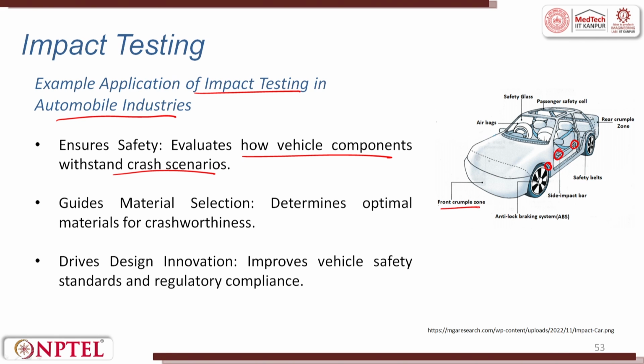That is the front crumple zone, the ABS system, the side impact bar, the safety belts, rear crumple zone, passenger safety cell, safety glass, airbags, all of them bear impact in the case of accidents, in the case of sudden braking or so. So, it guides material selection, determines optimal materials for crashworthiness, drives design innovation, and helps to improve vehicle safety standards and regulatory compliance.